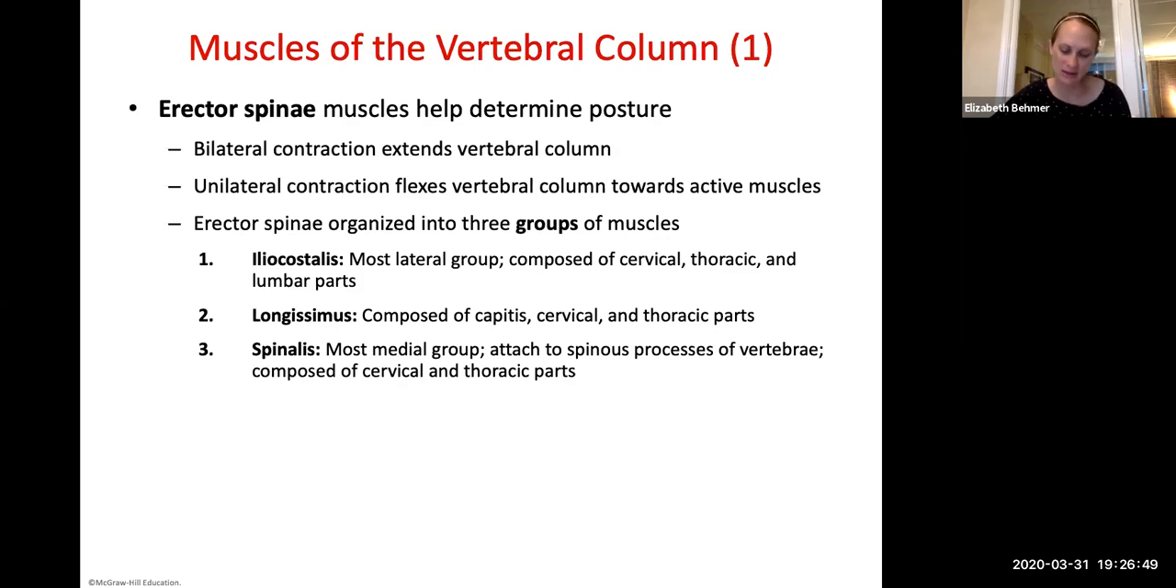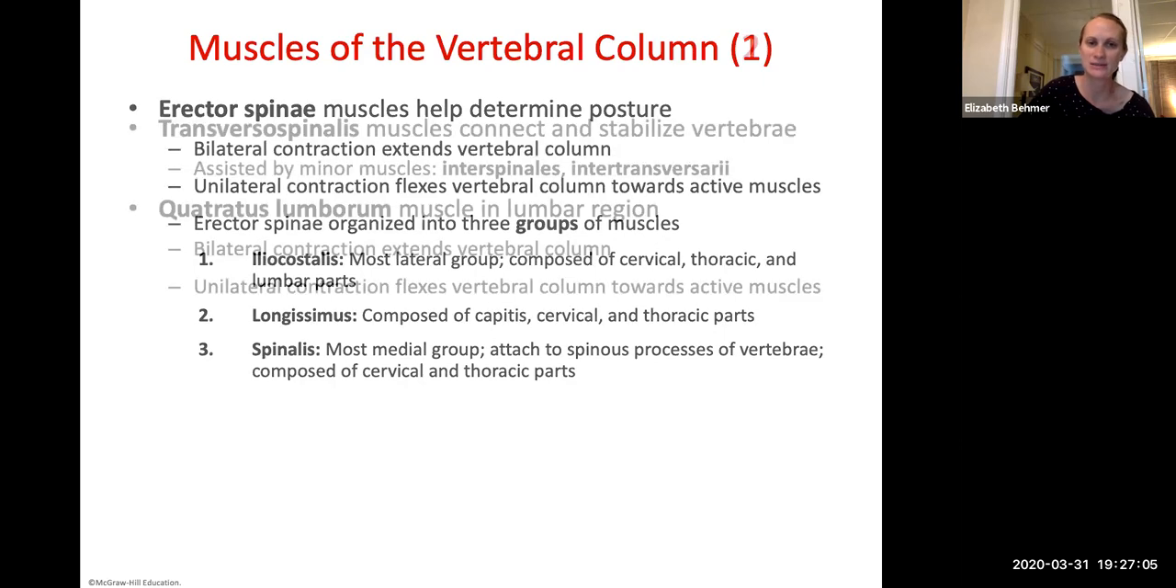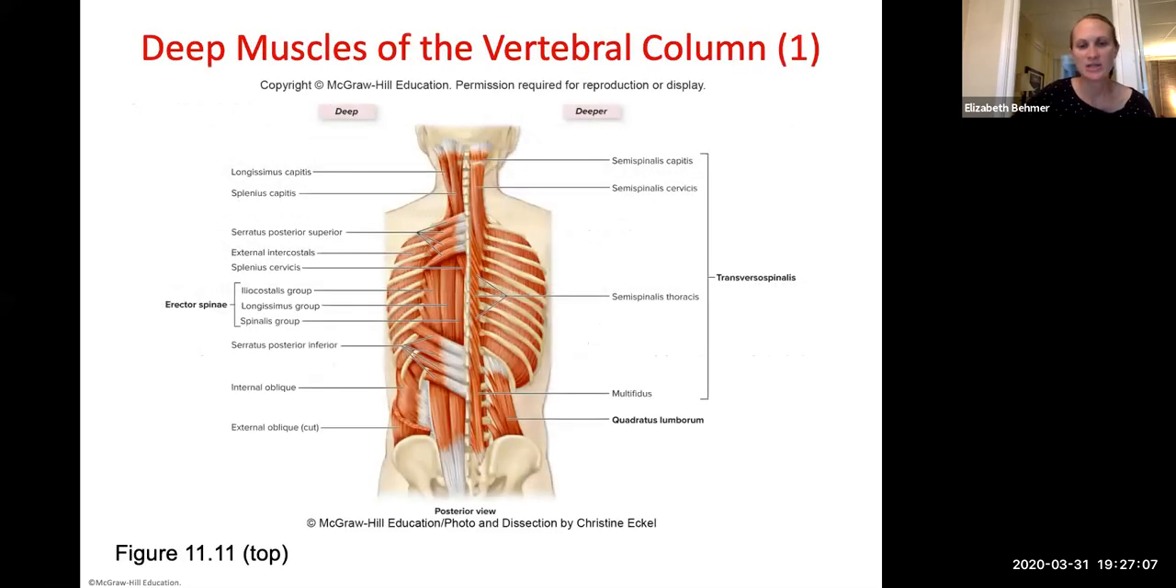So medial to lateral, they would go spinalis, longissimus, iliocostalis. A test question might ask you lateral to medial, in which case they would go iliocostalis, longissimus, spinalis. And I will show you a picture of this so it makes more sense.